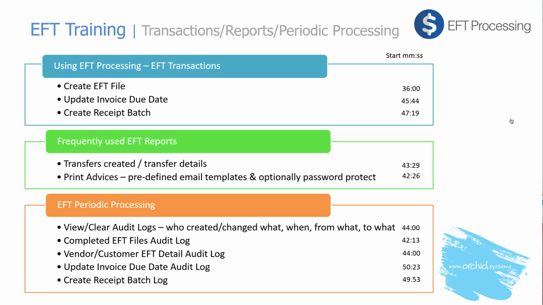We have seen how to use EFT processing and the EFT transactions, how to create an EFT file, how to update the invoice due date, and how to create a receipt batch if you want to use that AR functionality. We've also seen the transfers created and transfer created detail, and how to print advices and email to your customers and vendors. We've also reviewed some of the EFT audit logs on the files created, on who amended which banking account details at what point in time, on updating the invoice due date, and on running the create receipt batch log.